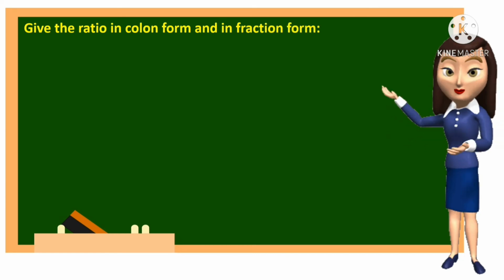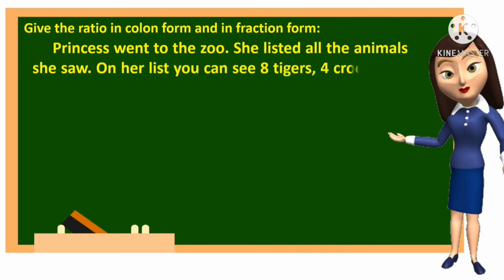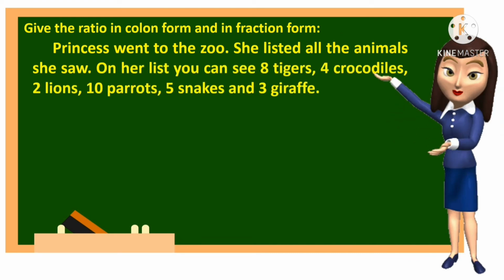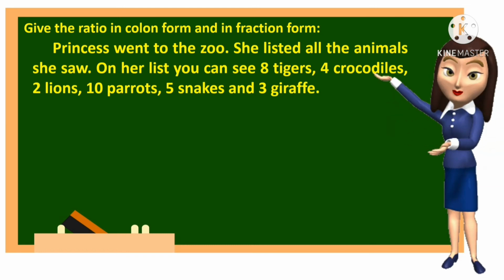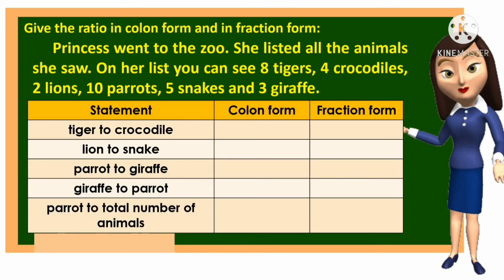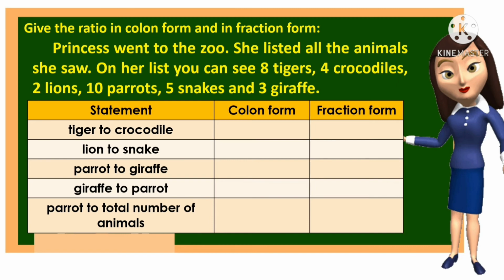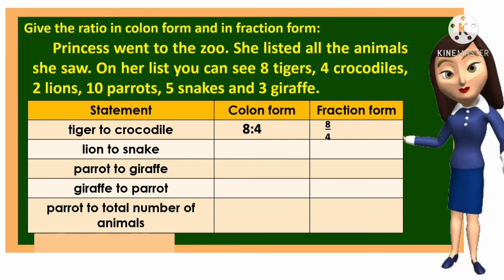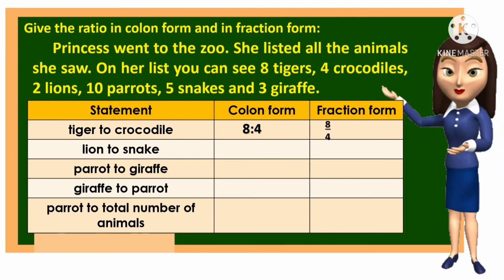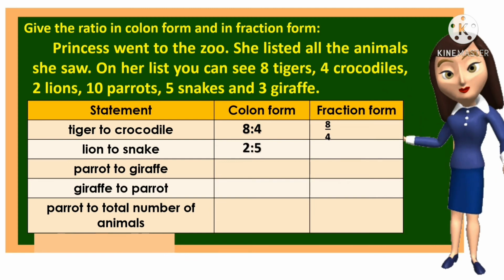Give the ratio in colon form and in fraction form. Princess went to the zoo. She listed all the animals she saw. On her list, you can see 8 tigers, 4 crocodiles, 2 lions, 10 parrots, 5 snakes, and 3 giraffe. What is the ratio of tiger to crocodile? The answer: 8:4. 8/4. What is the ratio of lion to snake? The answer: 2:5.